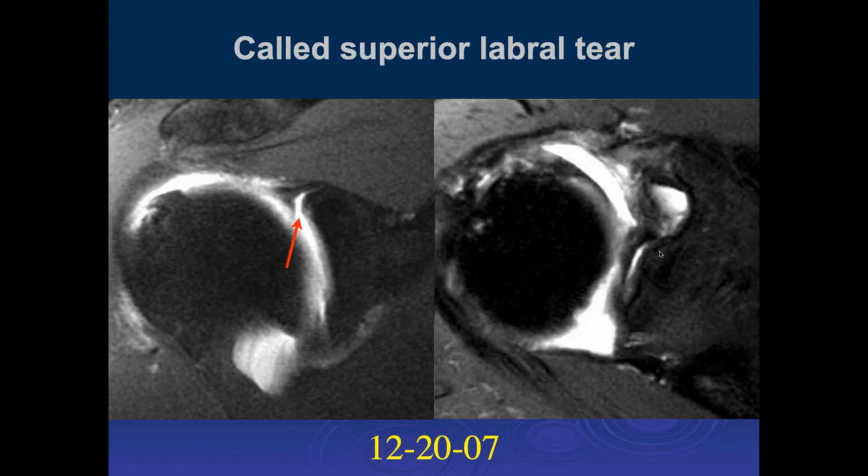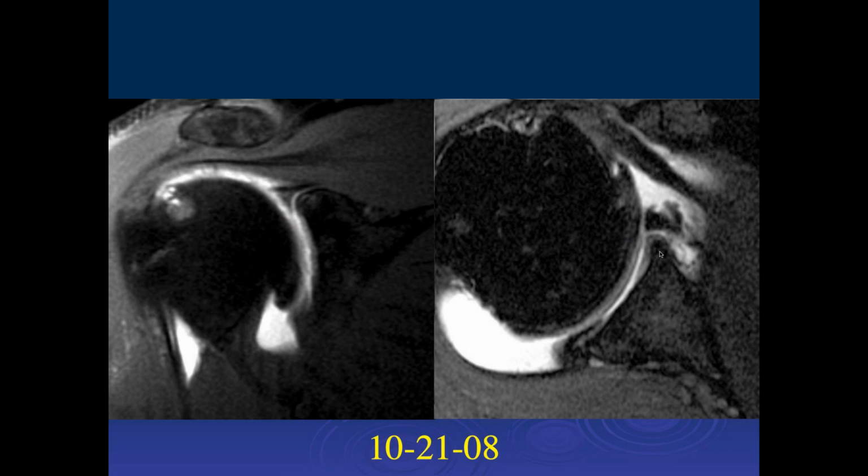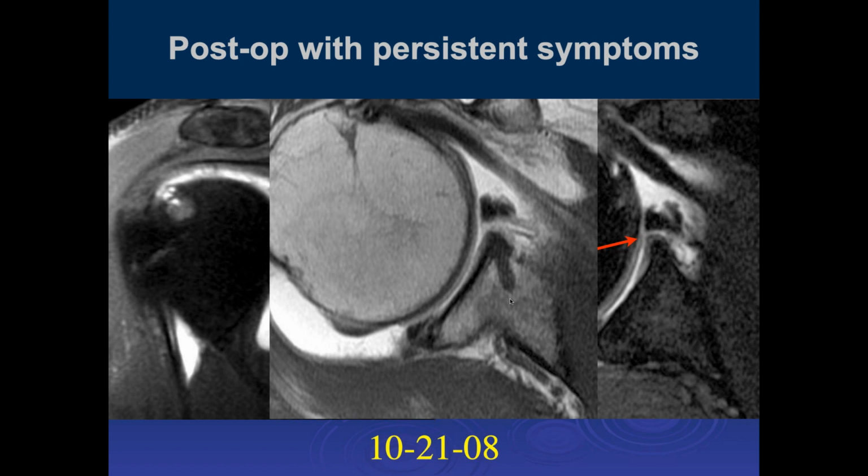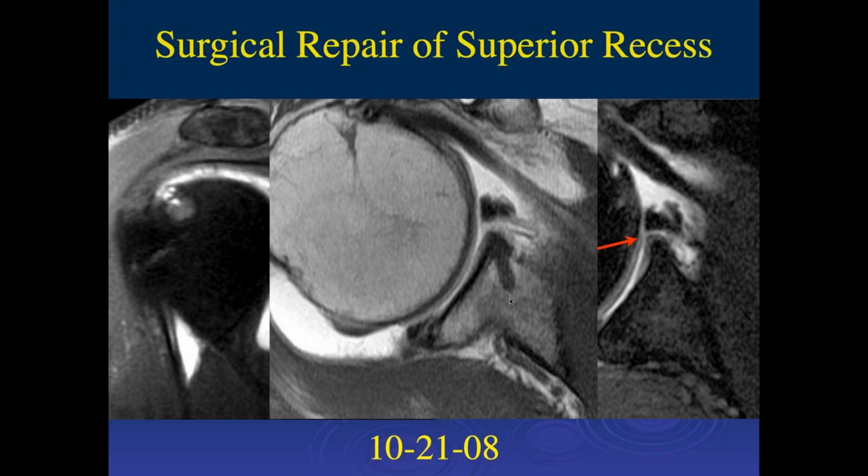And here was persistent pain. Here we go on 2008. Here it was called a tear. And then here, this is 2008. It was called a tear before, and this is now 2008. So John's asking you, what is this? I thought this was an anchor, right, for a labral repair? That's right. So this is a patient who had a surgical repair of a superior recess and was not improved by surgery.